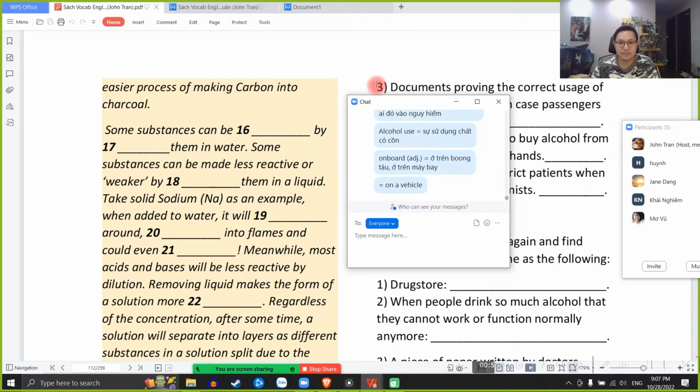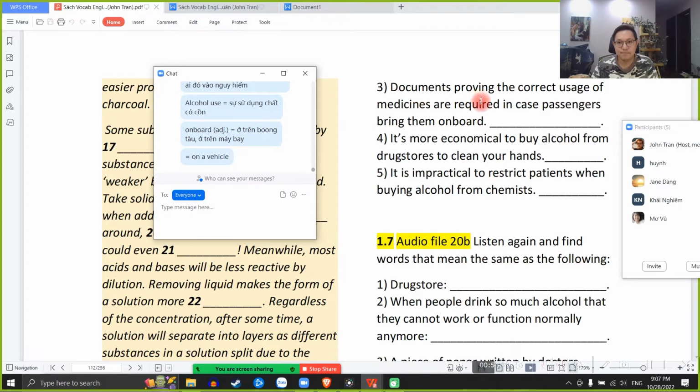Alright, number 3. Documents proving the correct usage of medicines are required in case passengers bring them on board.